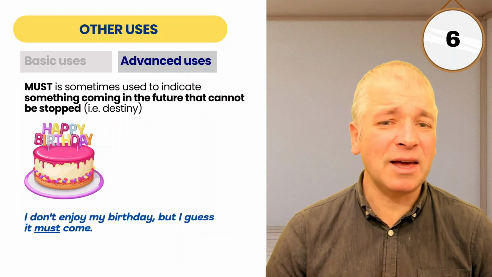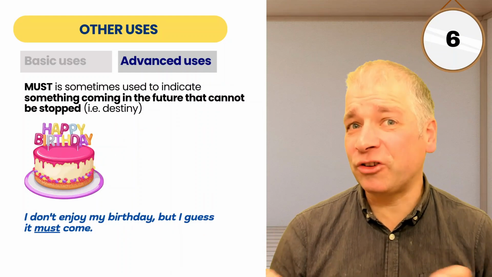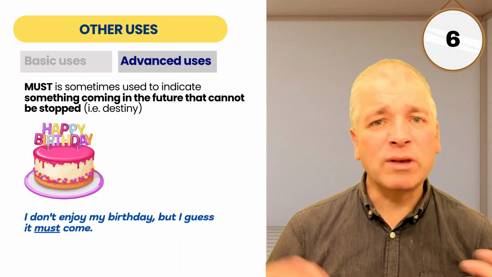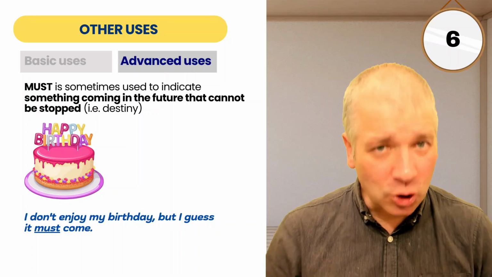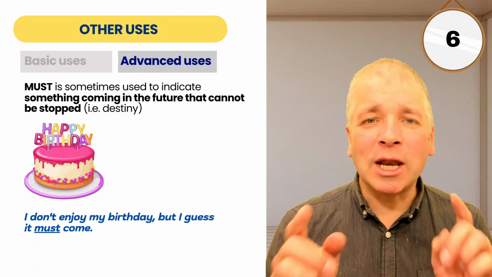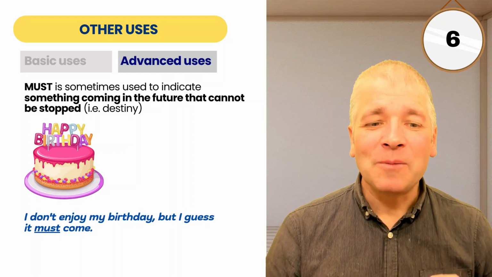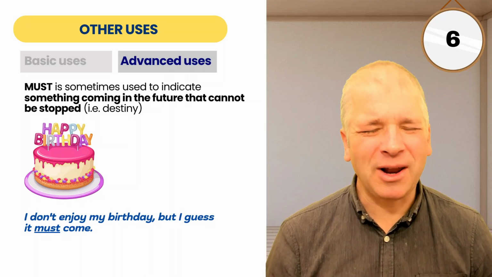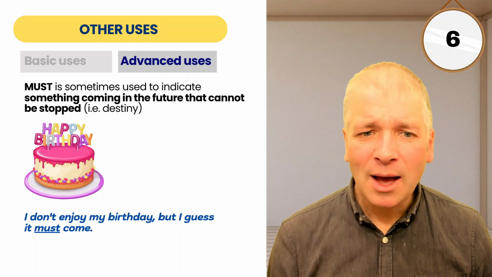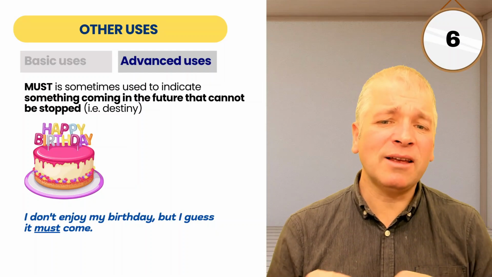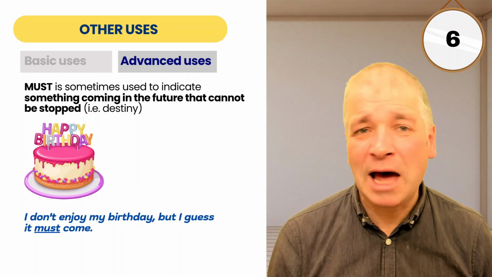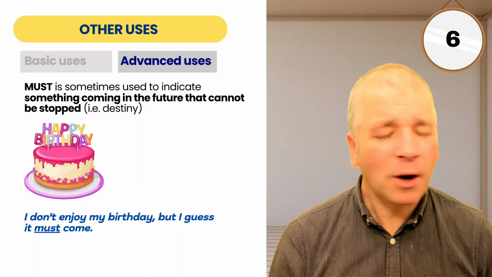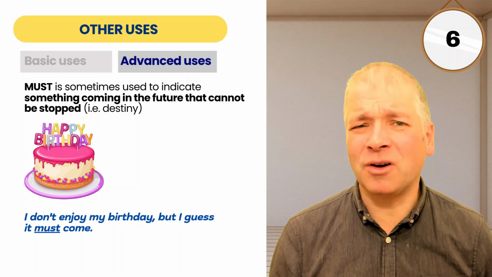Must is sometimes used to indicate something coming in the future that cannot be stopped. We sometimes call this destiny. Do you like birthdays? When you get older, some people don't. And an older person might say this, I don't enjoy my birthday, but I guess it must come. And must come is indicating something in the future that cannot be stopped. Birthdays come whether we like it or not. It must come.